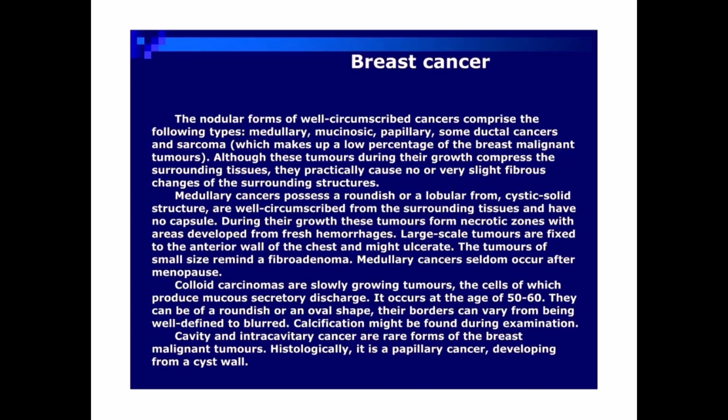Colloid carcinomas are slowly growing tumors, the cells of which produce mucus secretory discharge. It occurs at the age of 50 to 60. They can be of a roundish or an oval shape. Their borders can vary from being well-defined to blurred. Calcification might be found during examination. Cavity and intracavitary cancer are rare forms of the breast malignant tumors. Histologically, it is a papillary cancer developing from a cyst wall.